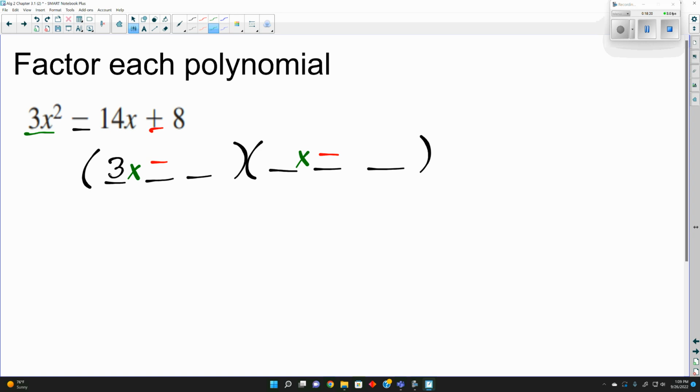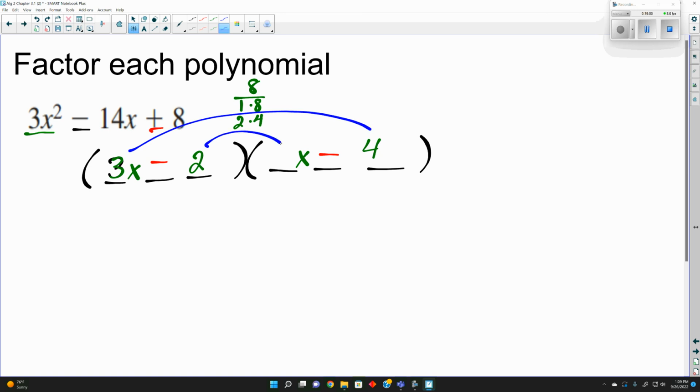Now the factors of 8 are 1 and 8, or 2 and 4. Which one do we want to try first? Which one do we want to put first? Okay. Yeah, we can flip it. Two and 4, and we can check this here.